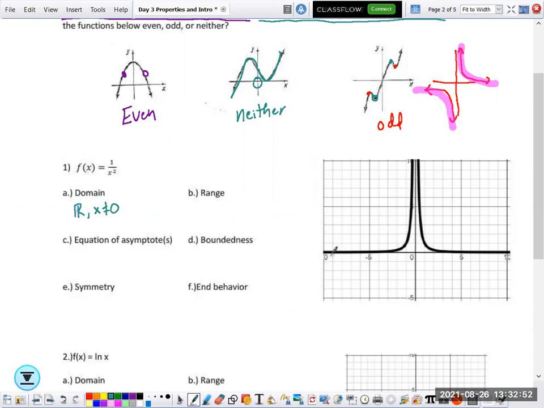Now, when I look at the range, just like the warm-up, I have that horizontal asymptote. I think I said x equals 0. That was a mistake. It was y equals 0. And everything above it, I have a y value for. So I have 0 to infinity, or you can write y is greater than 0. So that asymptote, again, is at y equals 0. And this one is bounded below.